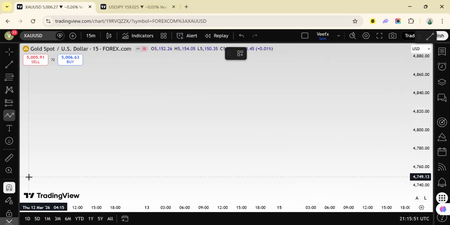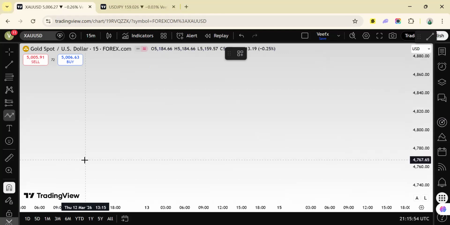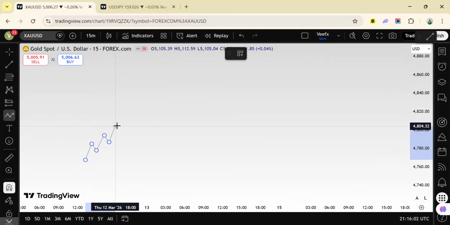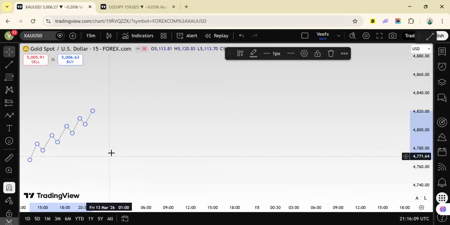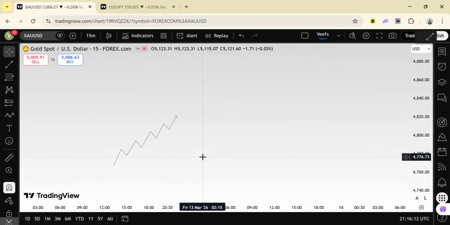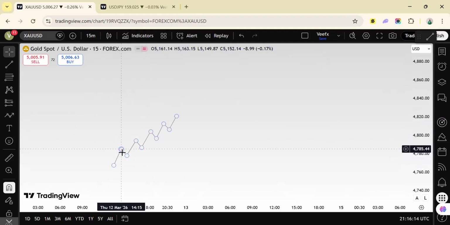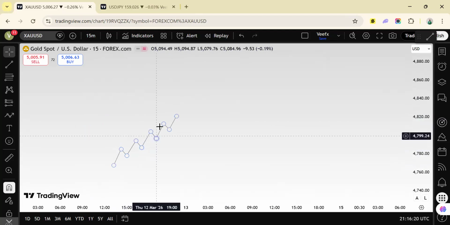So the first pattern is the uptrend. This is how you see the uptrend. In an uptrend, you see the market moving like this. This is the pattern for an uptrend. Now, I'll explain what this means. These things that you see here are called higher highs and higher lows. This is the ideal pattern for an uptrend.